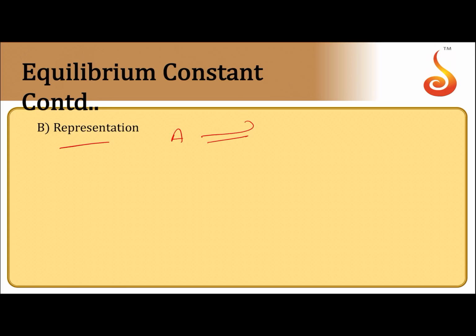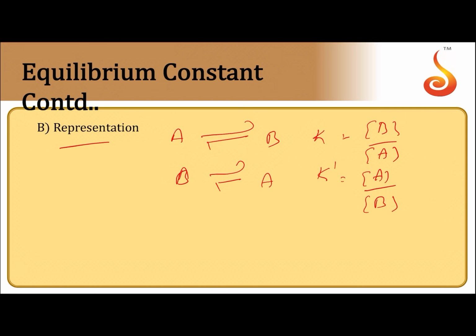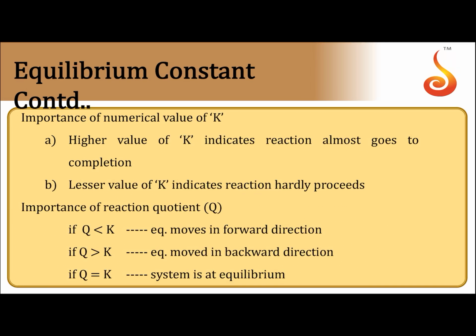Suppose you take a reaction like A to B, then the equilibrium constant K is equal to the concentration of B by the concentration of A. If we represent it the reverse way, that is, B giving rise to A, then K dash will be equal to the concentration of A by the concentration of B. So if we reverse the reaction, the equilibrium constant becomes the inverse of the previous one. The new K dash becomes equal to 1 by K. This is how the equilibrium numerical value depends on the representation.